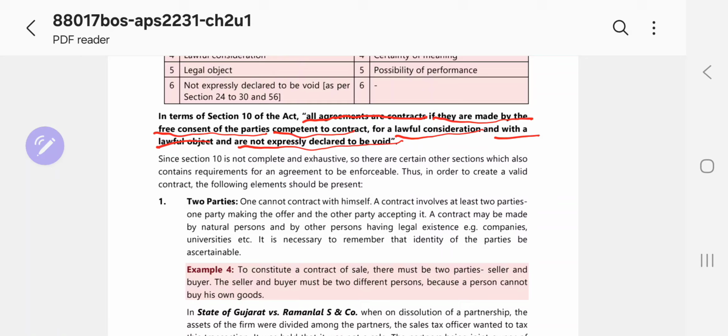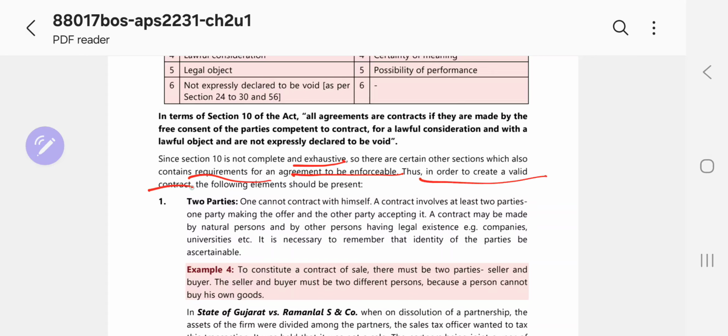So all agreements turn into a contract when there are two parties, and the parties have free consent with each other, and there is a lawful consideration, with legal terms and conditions, and the object should be legal or lawful and valid. The objective between the two parties should be valid and it should not be void. In that case, the agreement turns into a contract as per Section 10. So in this one line, all the essential elements have been covered. Since Section 10 is not complete and exhaustive, there are certain other sections which also contain requirements for an agreement to be enforceable.